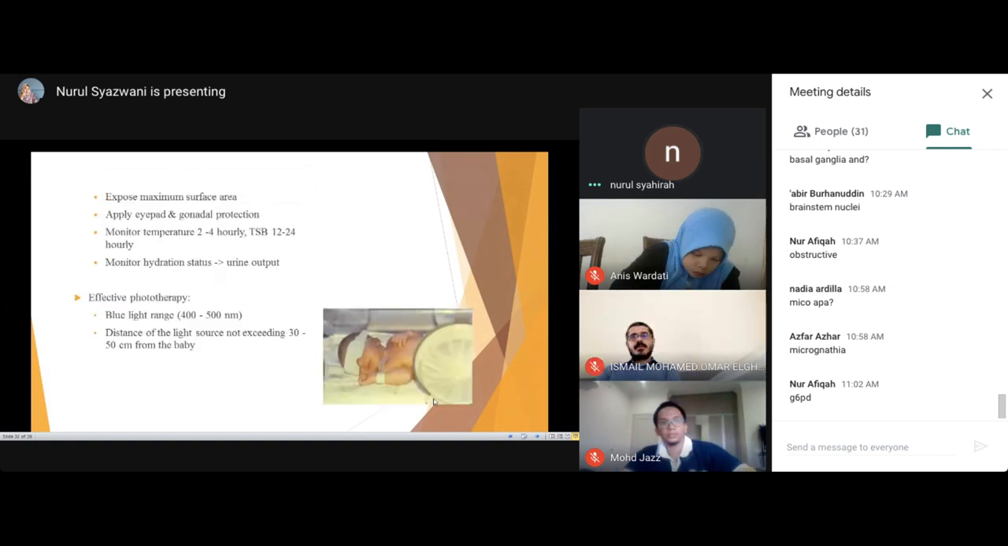Okay, and then monitor the hydration status, which is the urine output. And then for effective phototherapy, we use the blue light range. The distance of the light source to the baby should not exceed 30 to 50 centimeters.